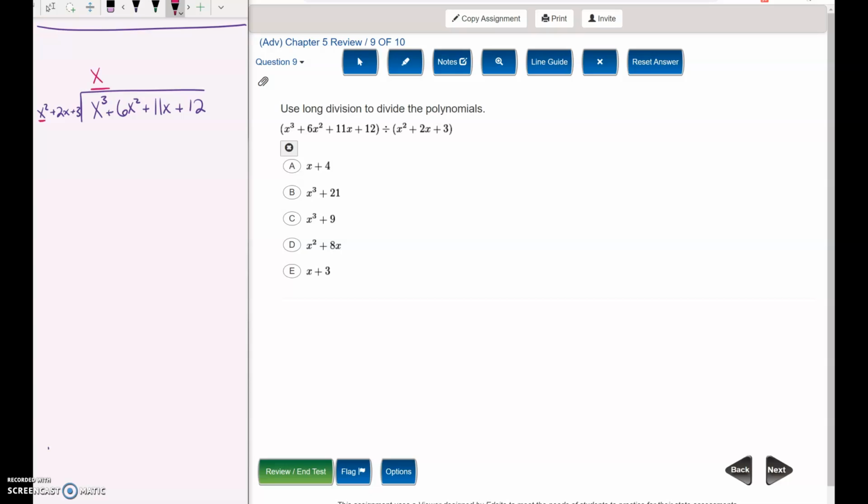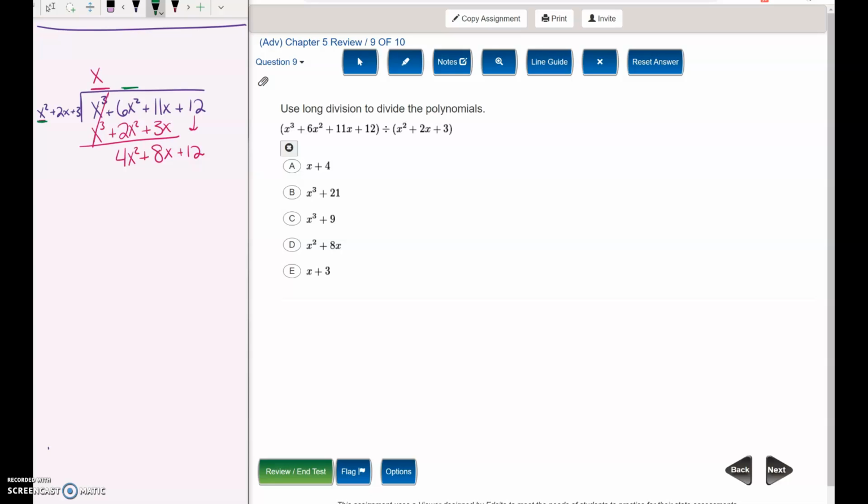Now distribute that. x times x squared is x cubed. x times 2x is 2x squared. x times 3 is 3x. We subtract each of these, and you have to subtract all of them, and this is the most common mistake with long division. x cubed minus x cubed cancels. 6x squared minus 2x squared is 4x squared. 11x minus 3x is 8x. Bring down your next term, and then start a new cycle.